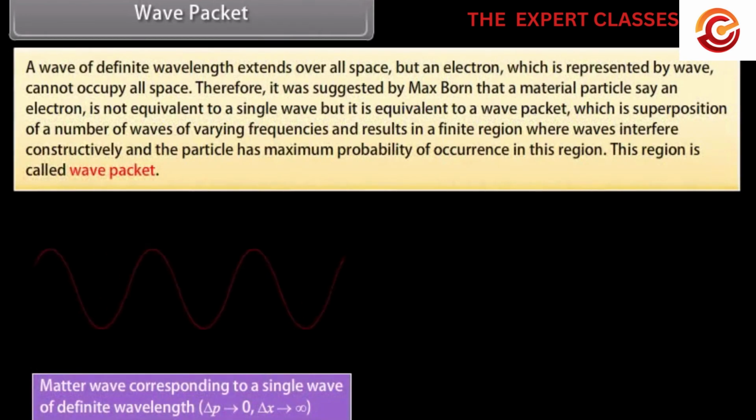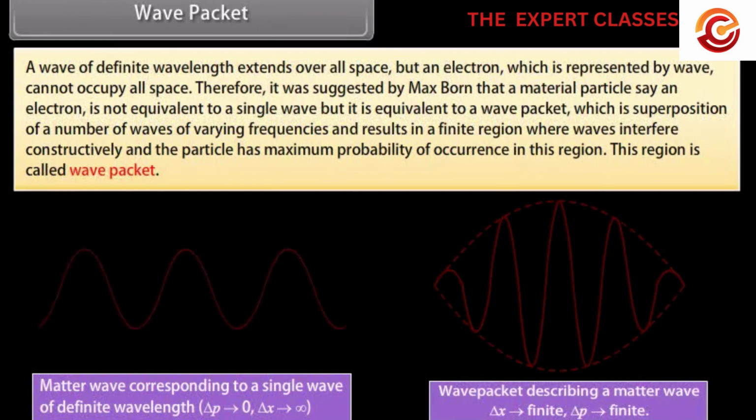A wave of definite wavelength extends over all space, but an electron, which is represented by a wave, cannot occupy all space. Therefore, it was suggested by Max Born that a material particle, say an electron, is not equivalent to a single wave, but it is equivalent to a wave packet, which is a superposition of a number of waves of varying frequencies and results in a finite region where waves interfere constructively, and the particle has maximum probability of occurrence in this region. This region is called wave packet.